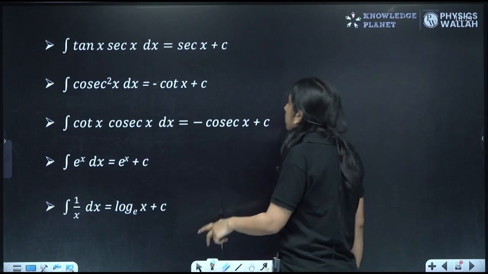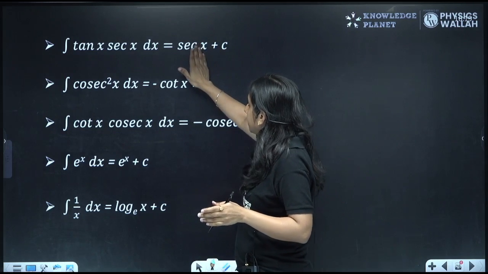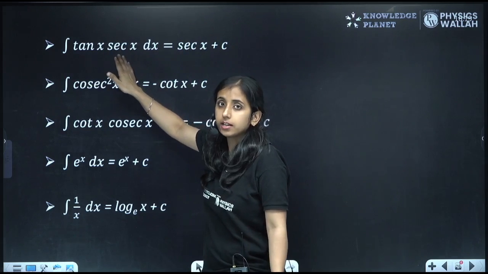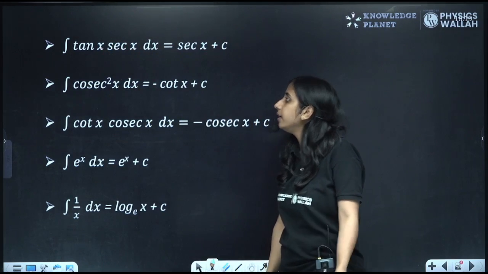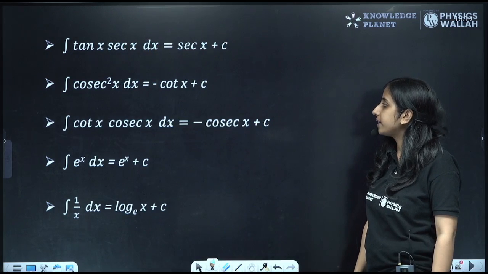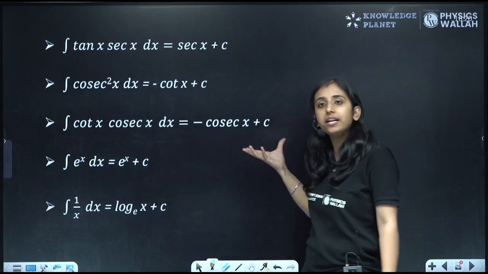See, integration goes just opposite to differentiation. Differentiation of secant x is tan x into secant x, so the integration of tan x into secant x will be secant x. Similarly, integration of cosecant square x is minus cot x. Integration of cot x into cosecant x is minus cosecant x.